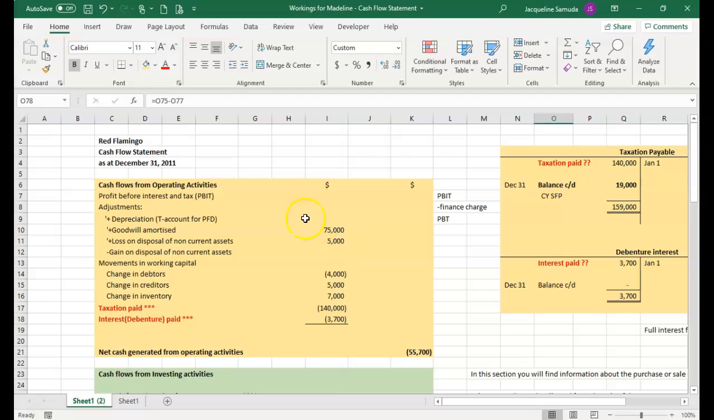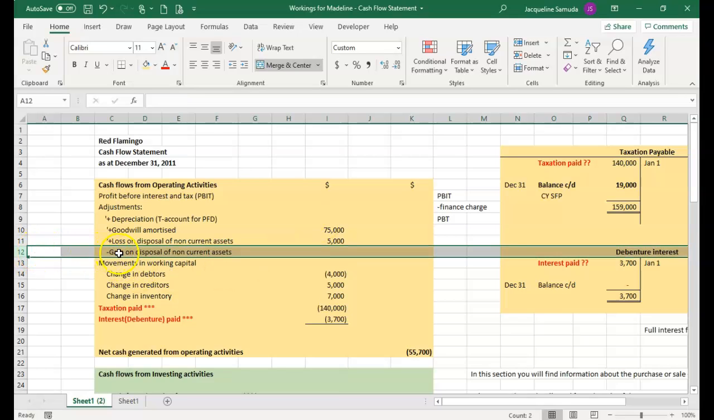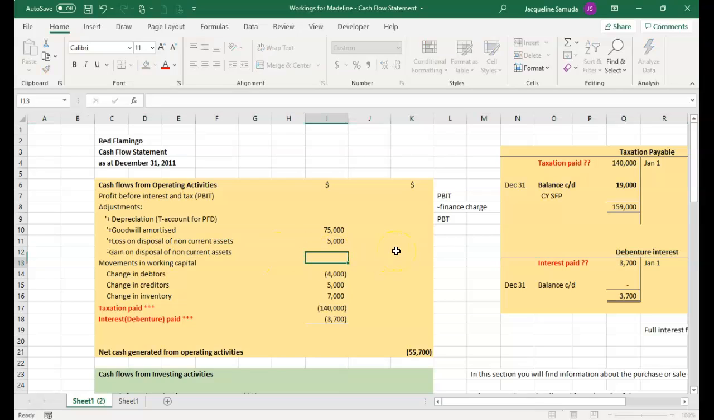So there's no gain on disposal, so I'm going to just leave that as 0. A gain on disposal would occur if they sold any assets for more than what they are worth on the day. Okay. Now the next T account, should I say the final T account, is depreciation.